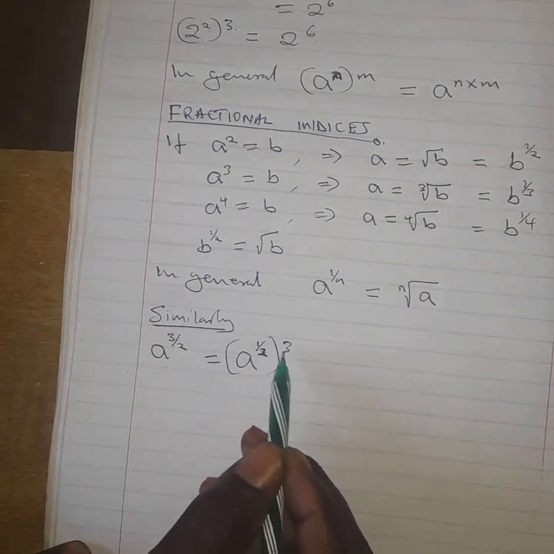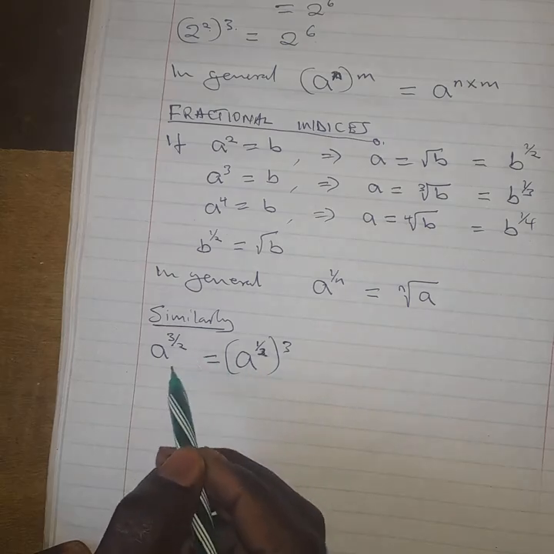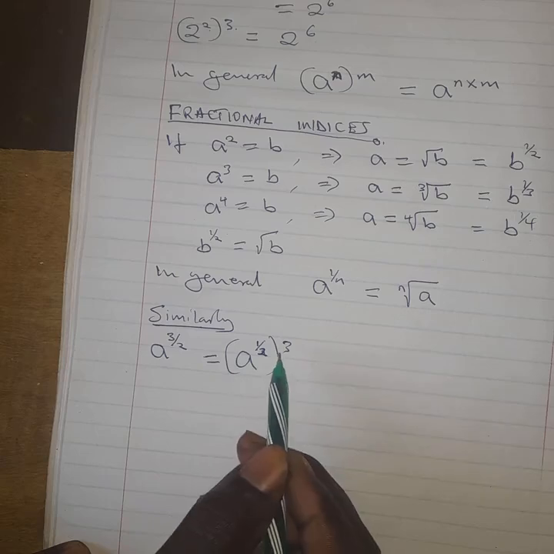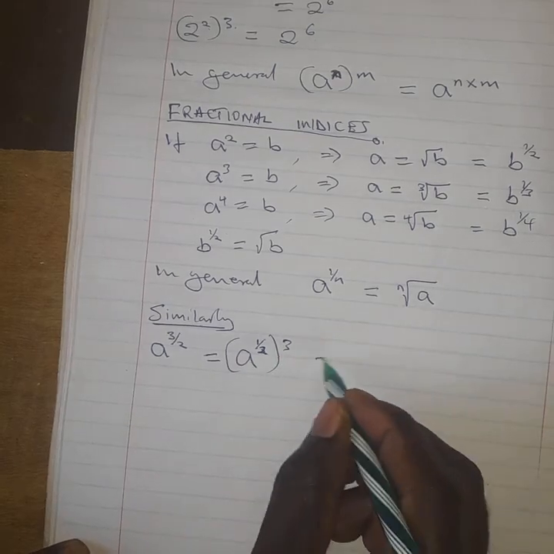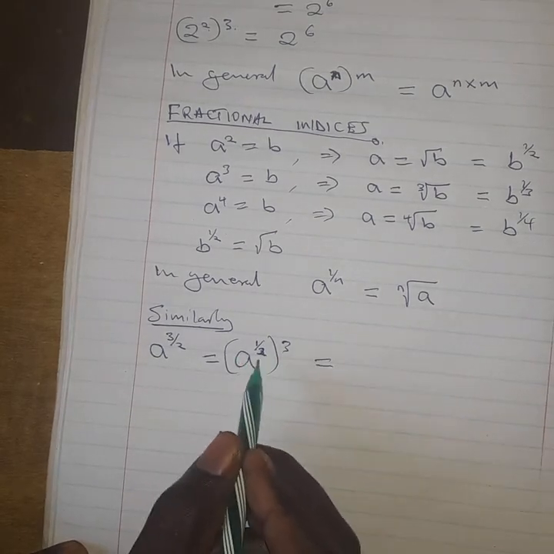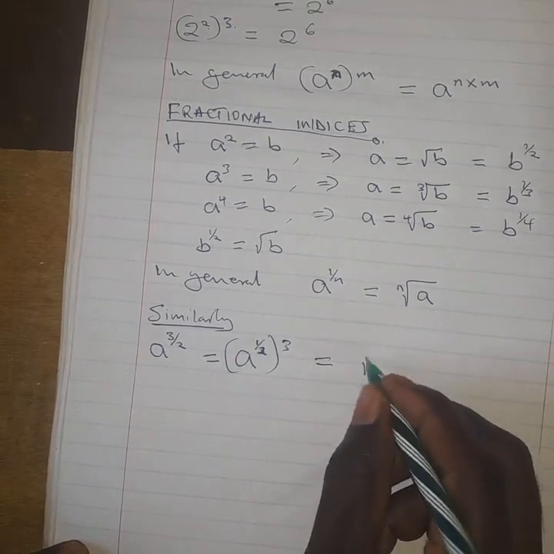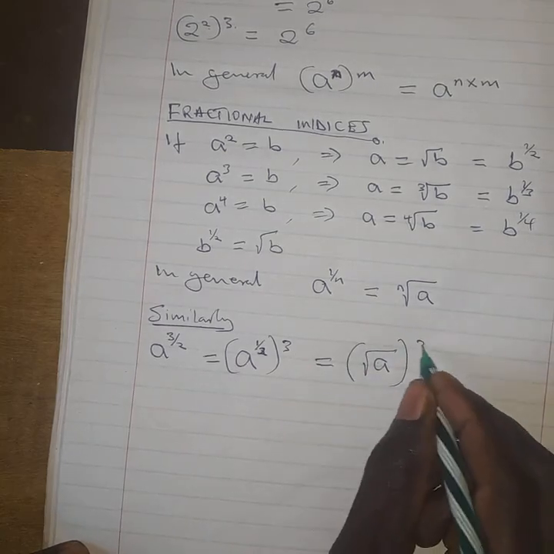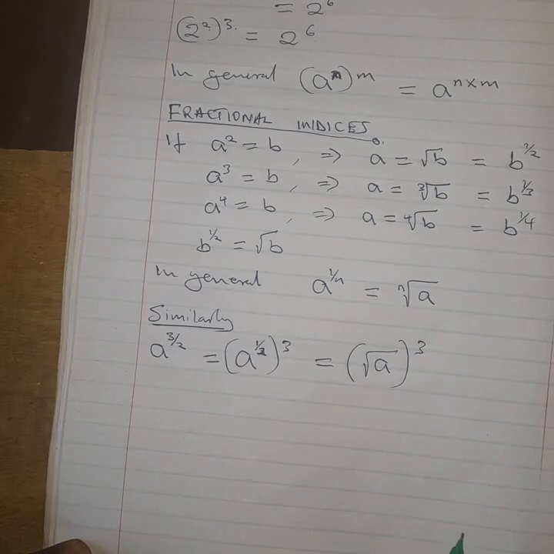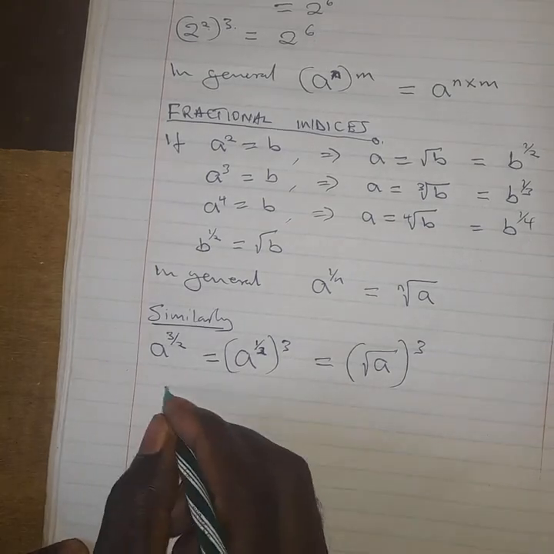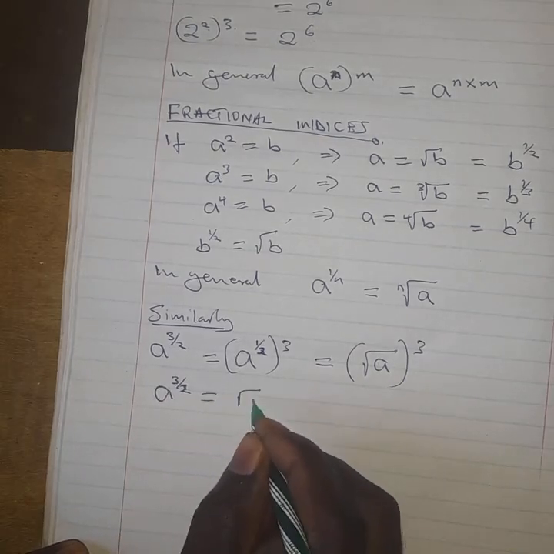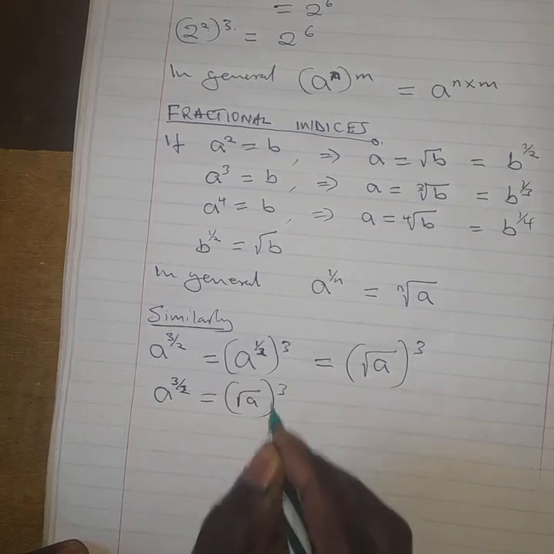If I multiply 3 times a half, I will get 3 over 2. So a raised to power 3 over 2 is the same as a raised to power half, then power 3. Now, what is a raised to power half? A raised to power half is square root of a, and then 3 remains. So we have simplified a raised to power 3 over 2 as root a cubed.